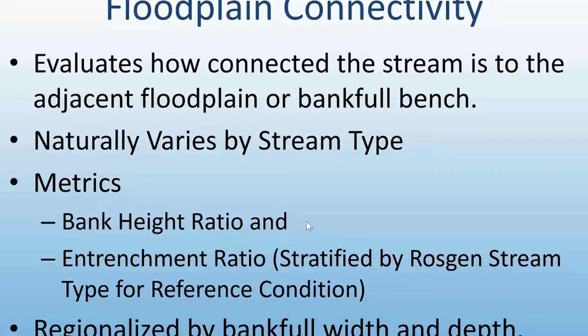So we use two metrics to quantify floodplain connectivity. One is the bank height ratio. It's not stratified, although it is regionalized. And then the entrenchment ratio, which is stratified by the Rosgen stream type for its reference condition. Now, this particular parameter is regionalized by bankfull width and depth, which is pretty nice.